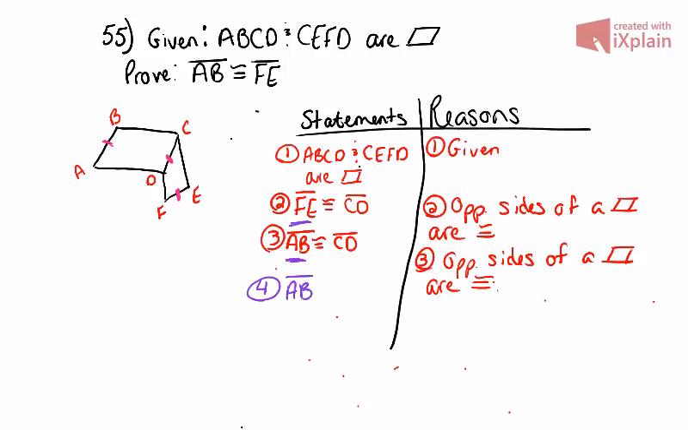So AB must be congruent to FE. By what property? Well, that's just transitive. And that's my proof. Good luck with the rest of your homework.